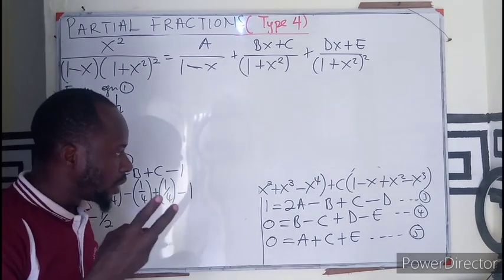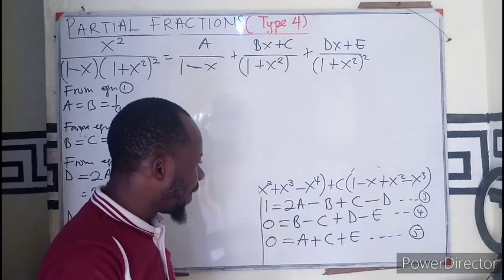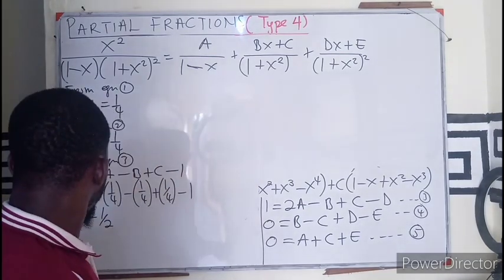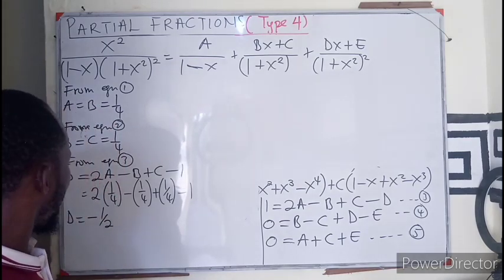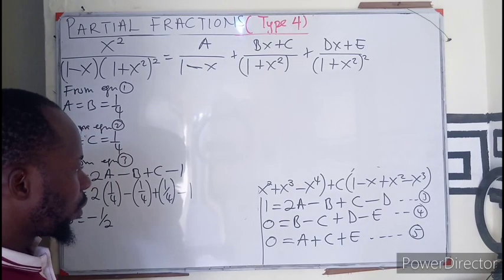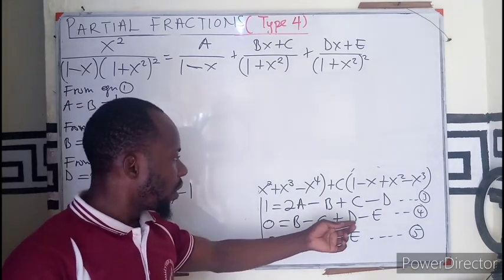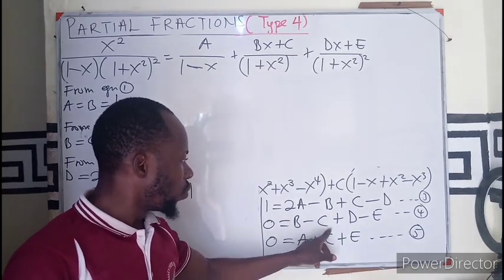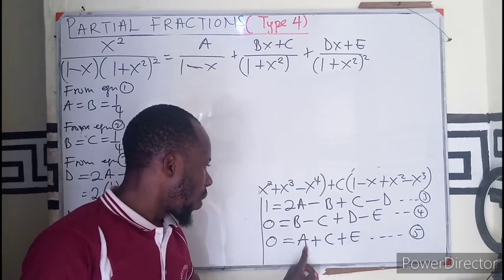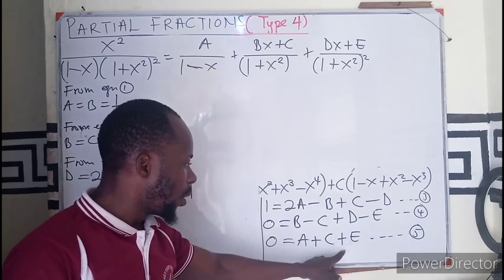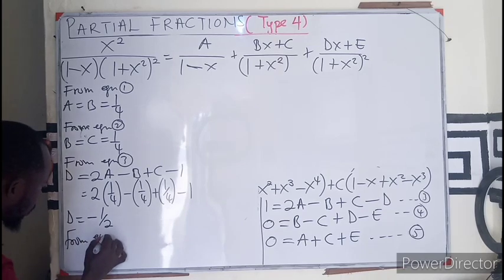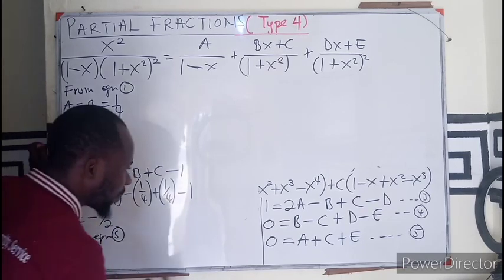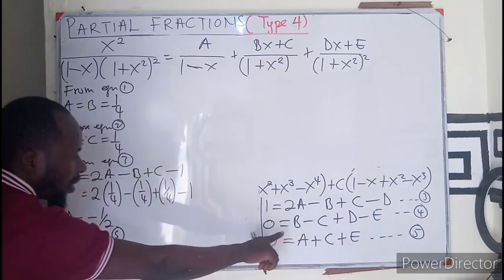A is known. B is known. And C is also known. D is also known. So we are looking for only what? Only E. We can do that from equation 4. But I'm having 1, 2, 3, 4. This is 1, 2, 3. So I'll deal with this one. Equation 5, I am looking for E.